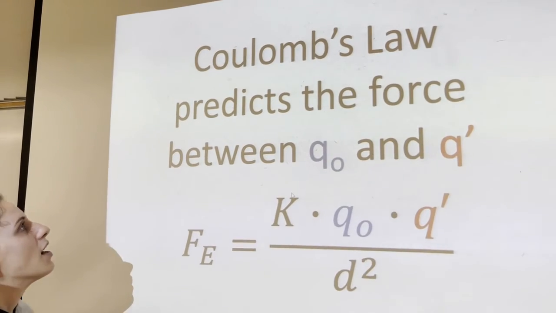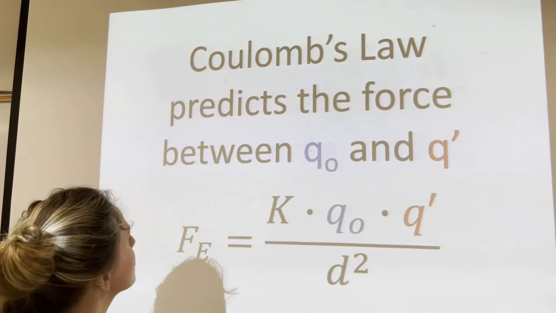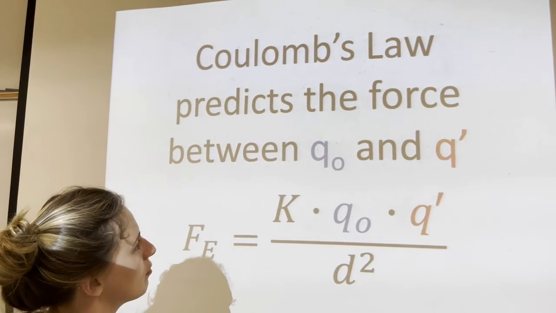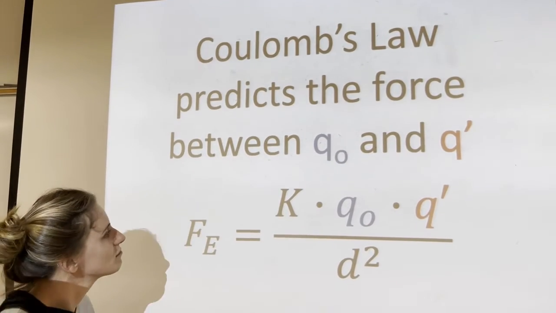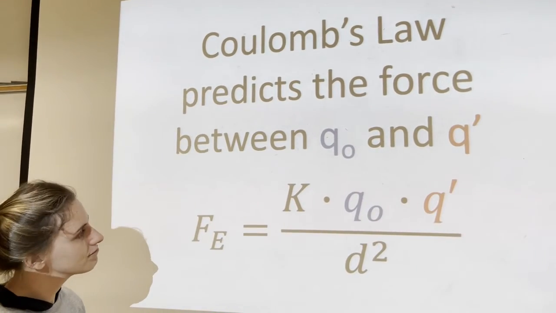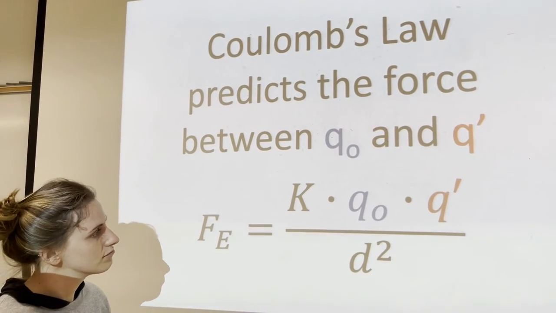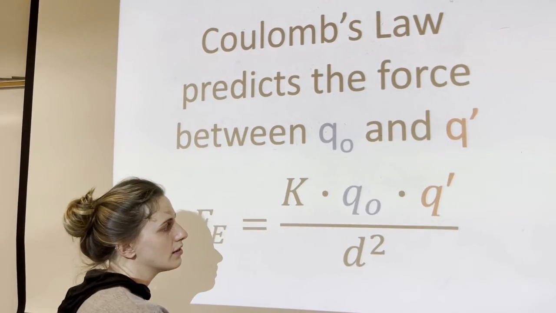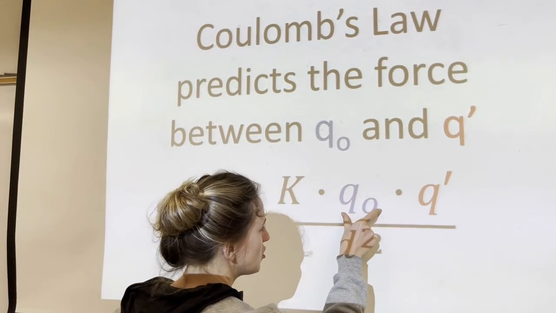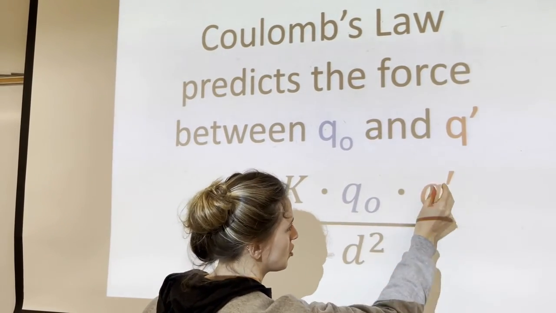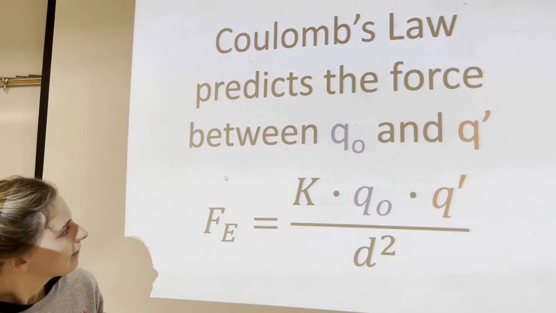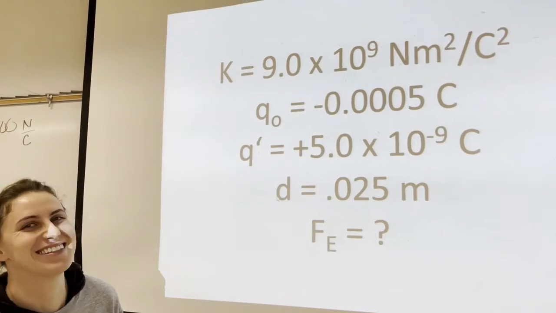Coulomb's law predicts the force between the originating charge and the test charge. So before we had Coulomb's law with Q1, Q2, now we're getting more specific about which charges. This is our originating charge, and this is that positive test charge that we are bringing in. But the zombie hand moves around.